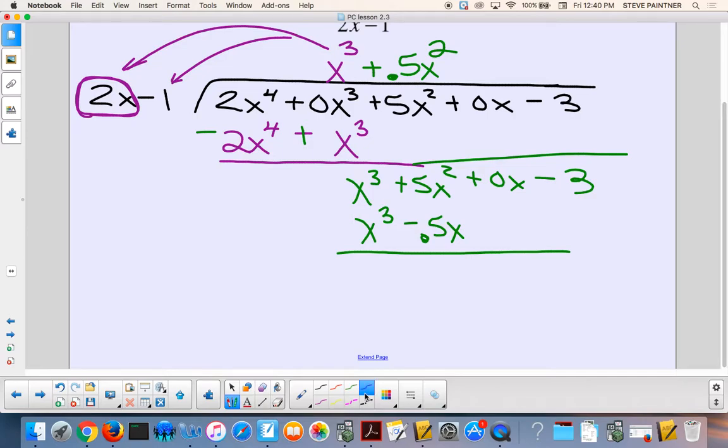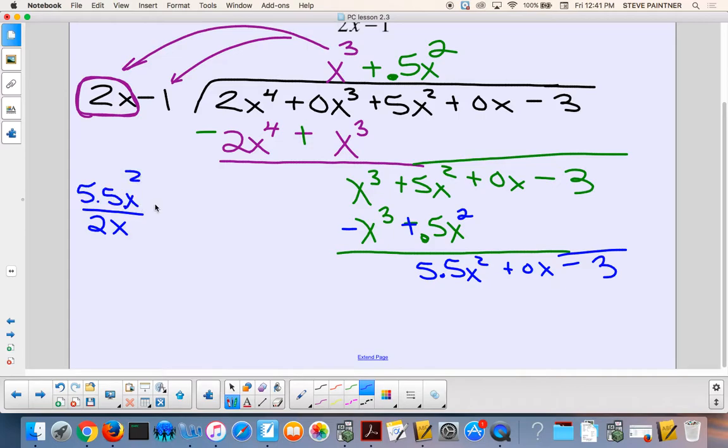You need an x squared. I need a square. Yes, you're right. Okay. Subtract means add the opposite, okay? The x squared turns out to be 5.5x squared plus 0x. Take away 3. Start over. 5.5x squared. How many times will 2x go into 5.5x squared? Sorry, I said cubed.